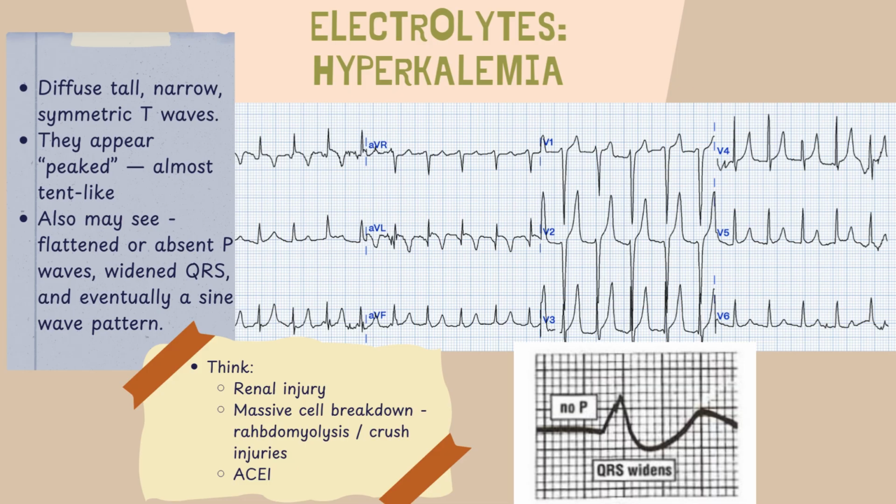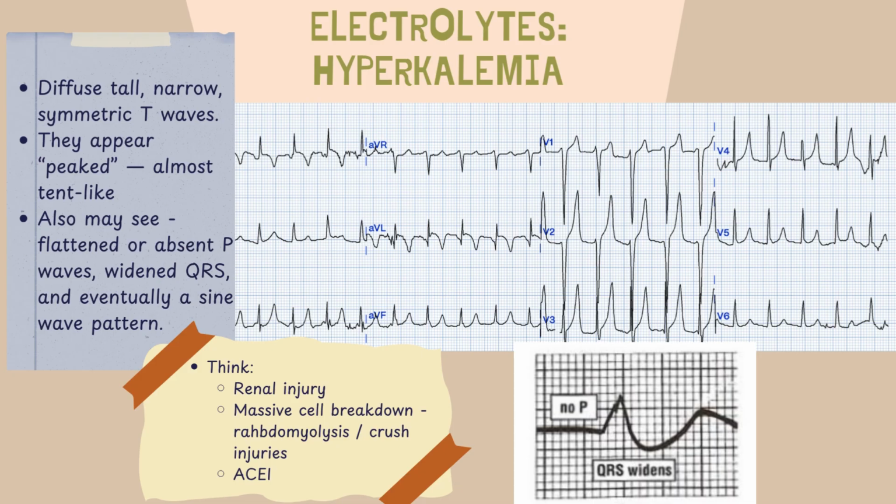Now, let's move on to talking about electrolyte abnormalities. So electrolyte disturbances can sneak up and wreak havoc on the EKG, especially in sick patients. Why does this happen? Well, electrolytes like potassium, calcium, and magnesium play a central role in cardiac action potentials. If they're off, depolarization and repolarization get disrupted, and the EKG reflects that.